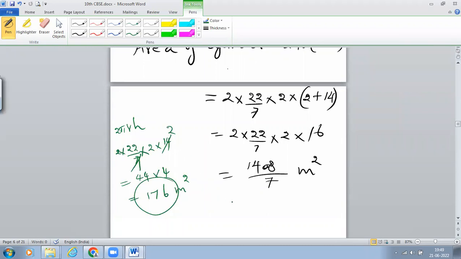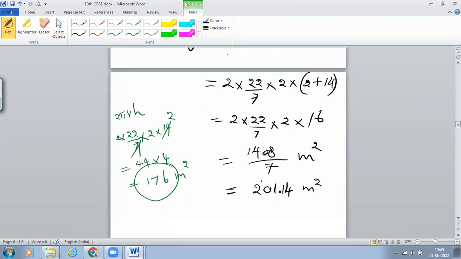Okay, listen, ma. When you divide 1408 by 7, the answer is 201.14 meter square. So this is the area of the cylinder, ma. This is the area of the cylinder. 201.14. Listen, please write up to this.